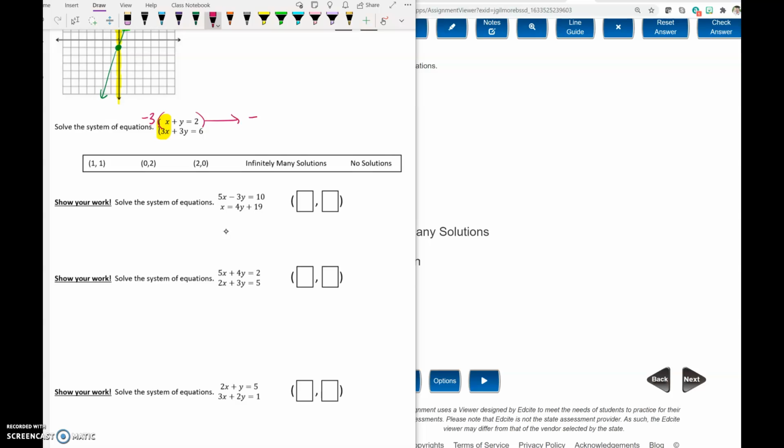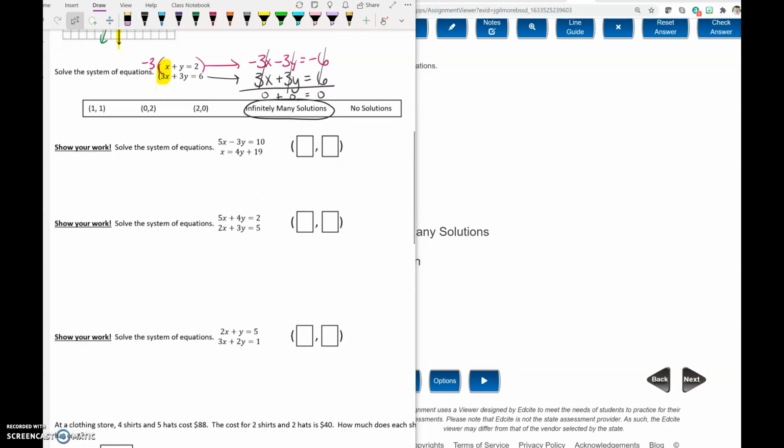That will give me -3x minus 3y equals -6. My other equation, the original equation, haven't changed that one, is 3x plus 3y equals 6. We're going to add those together. This cancels, which is a 0. This cancels, which is a 0. -6 and 6 cancels, which is a 0. Does 0 equal 0? That's a true statement. That means that there are many solutions.